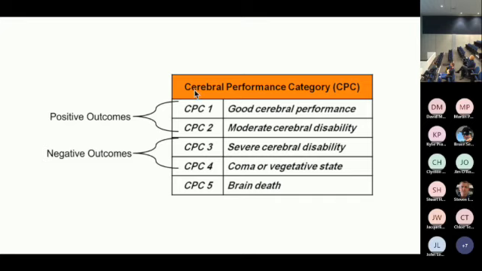Positive outcome was CPC 1 or 2. So again, these are reasonably crude outcome measures. They're not very detailed, but it's what we've got.